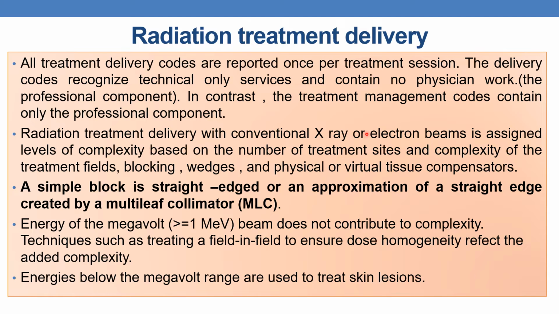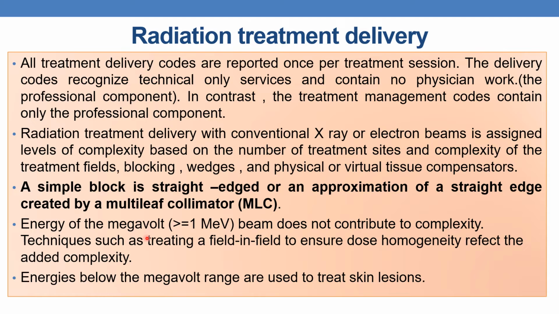Radiation treatment delivery with conventional X-ray or electron beam is assigned levels of complexity based on the number of treatment sites and complexity of the treatment fields by using blocking wedges or physical or virtual tissue compensators. What are blocks? A simple block is a straight edge or an approximation of a straight edge created by a multi-leaf collimator, which is nothing but MLC, and the energy of greater than or equal to 1 megavolt beam does not contribute to complexity.